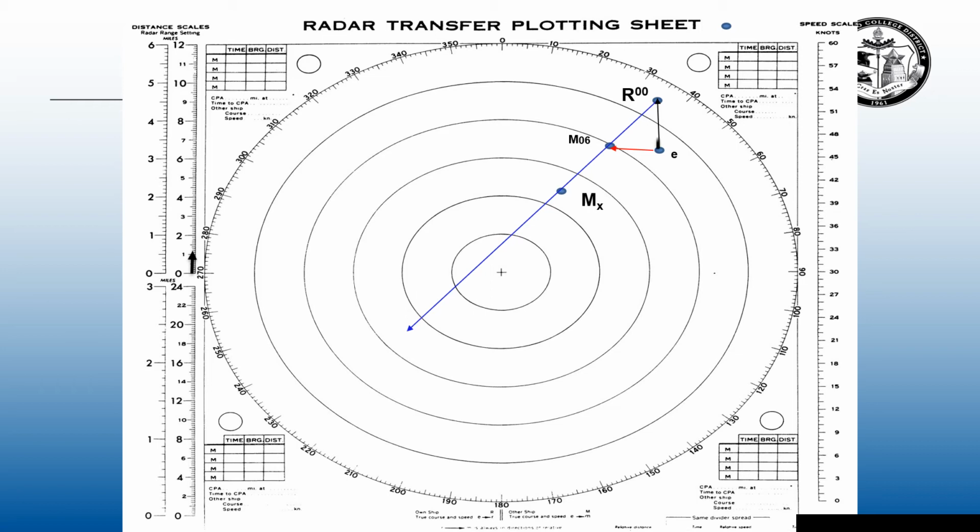If you know the speed, you go to E. That's the phrase I teach my students. If you know the speed, you go to E. If you know the course or speed, you go to E. And at the end of that 12 knot vector is going to be our R prime.